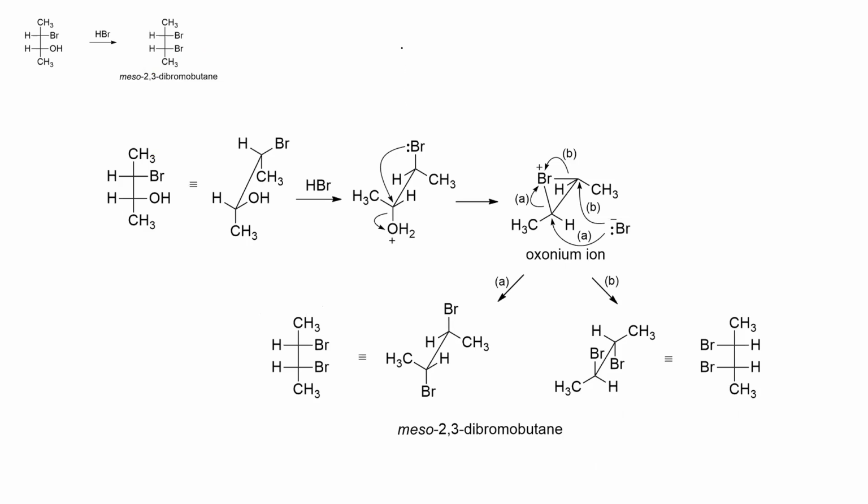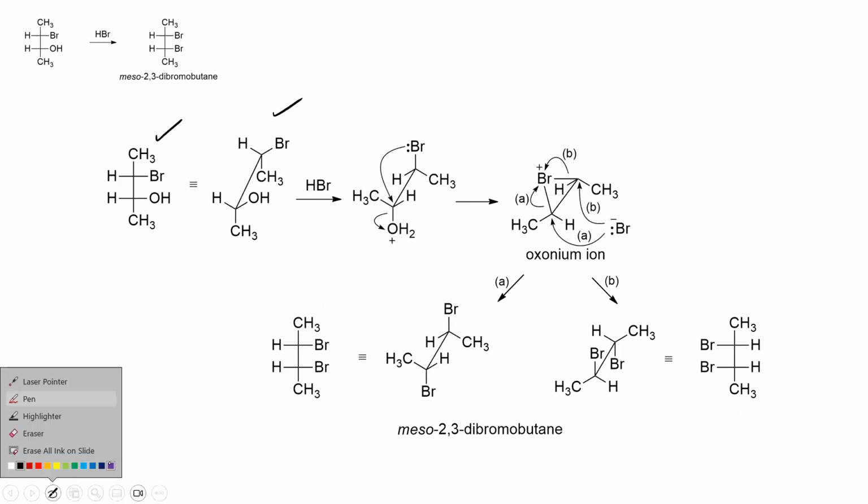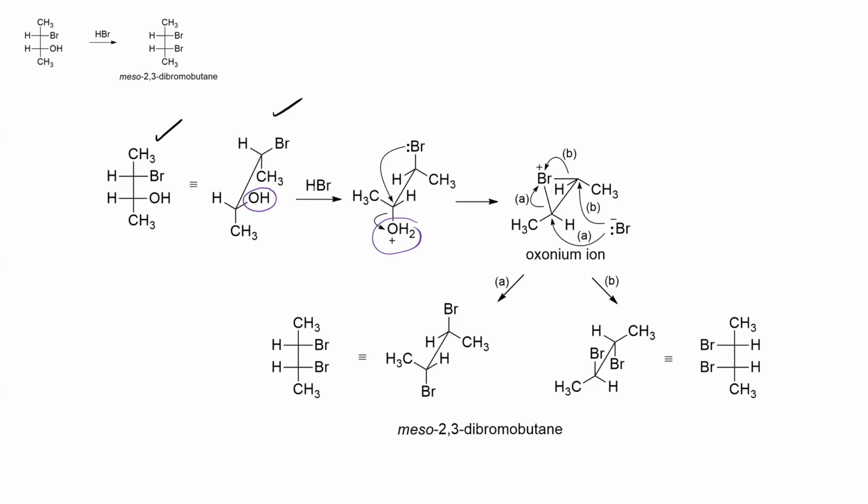You can draw a similar mechanism. You get the Fischer projection, you draw the sawhorse model, and when you have HBr, it's an acid, and you also have alcohol in the molecule. So the alcohol gets protonated first, by the hydrogen coming from the HBr acid. Then it becomes a good leaving group. Then the bromine attacks this carbon.